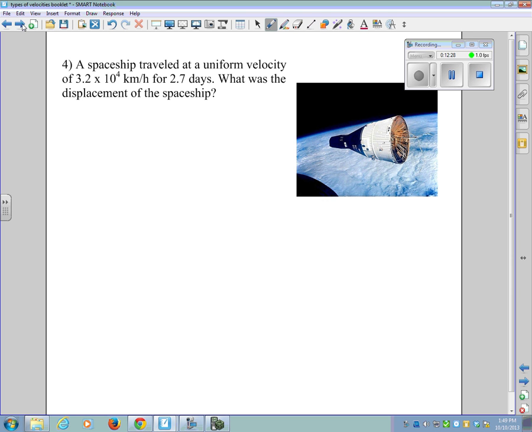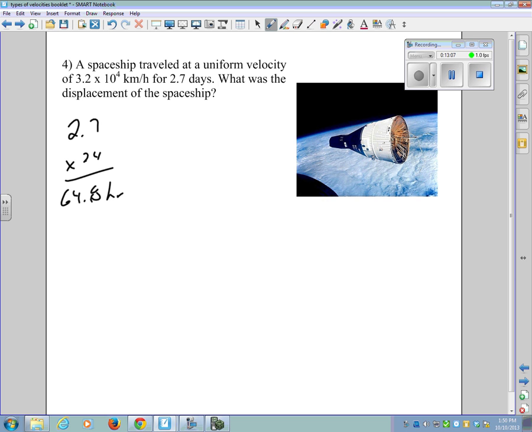Okay, so let's take my 3.2 times 10 to the 4 kilometers per hour. Should I turn that into kilometers per day? Or would it be easier to convert 2.7 days into hours? Yes, 2.7 days into hours, thank you. 2.7 days times 24, right? Somebody help me out there. 64.8 hours.